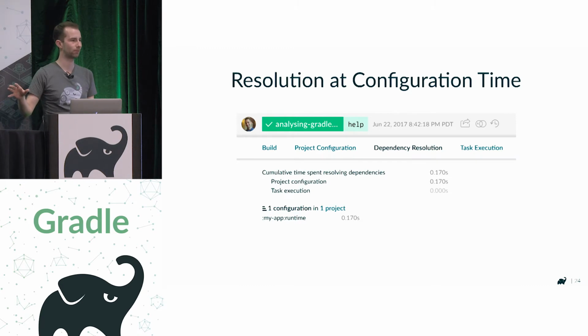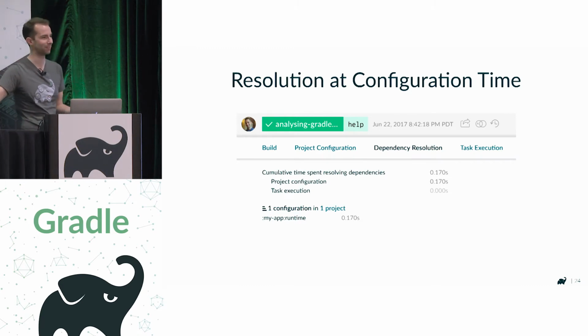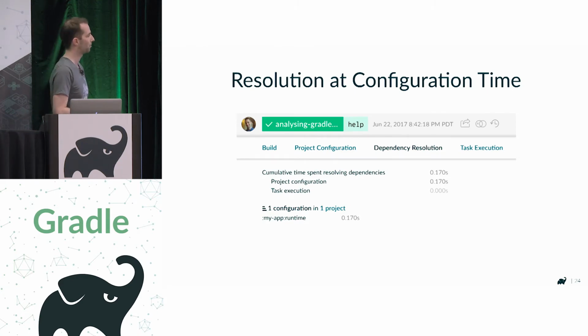So why would you resolve them no matter which task you run? It's probably wrong. Like 99.999%. I've seen one plugin that had kind of a use case for it, but could have done it differently. But otherwise, it's wrong. Don't do that. You don't want to resolve dependencies that you might not need. How do you spot it? You just click on the dependency resolution tab in your build scan, and you see a breakdown between project configuration and task execution.